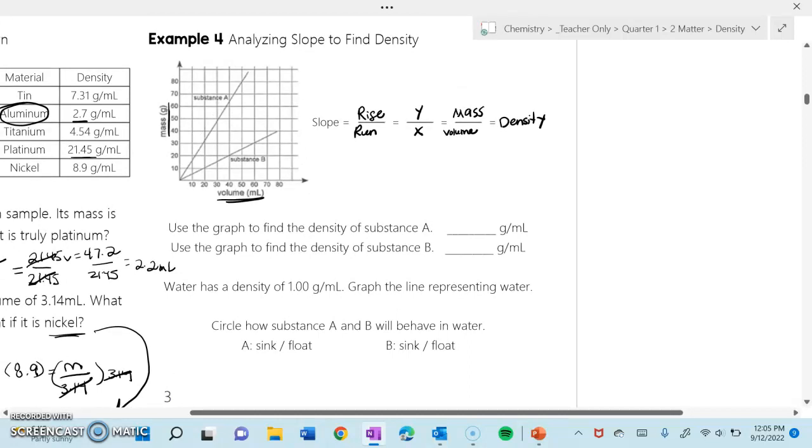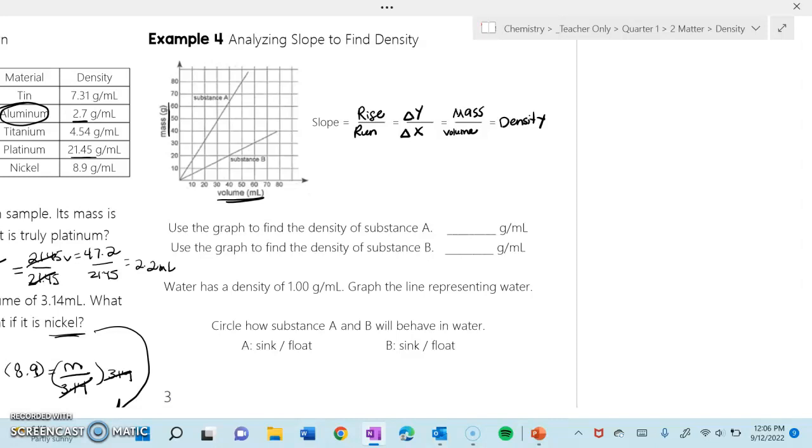Use the graph to find the density of substance A. Use the graph to find the density of substance B. All right, so when you're finding slope, remember you're actually taking the change in y over the change in x. That little triangle I just drew is actually a delta, which means final minus initial. It's just the change, the difference between the two, so we can track the actual slope, not just two points. So let's find two points on substance A.